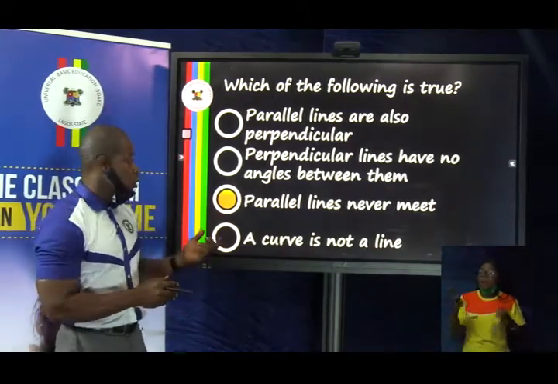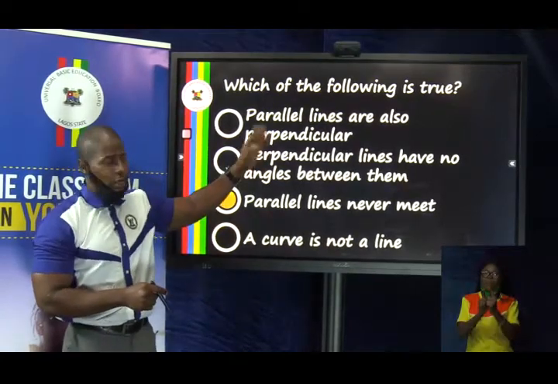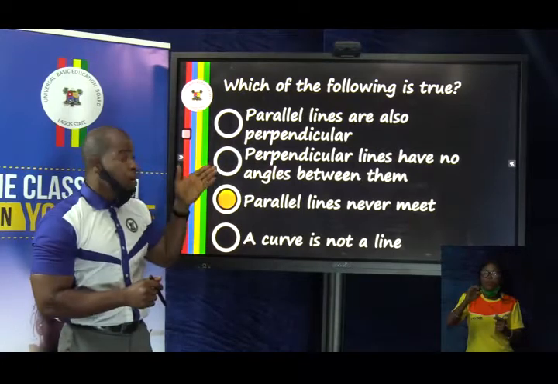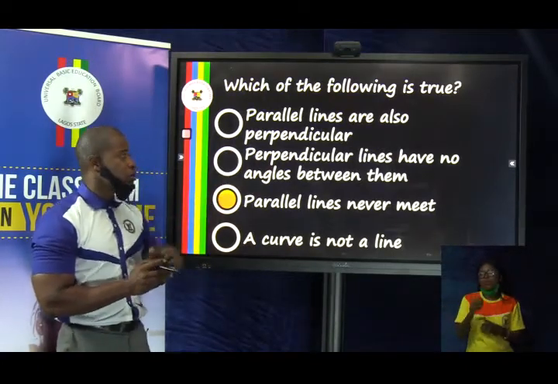The true one is that parallel lines never meet. Parallel lines are not perpendicular lines, so this one is not correct. Perpendicular lines have angles between them. In fact, the angle is 90 degrees, so the second statement is not correct.